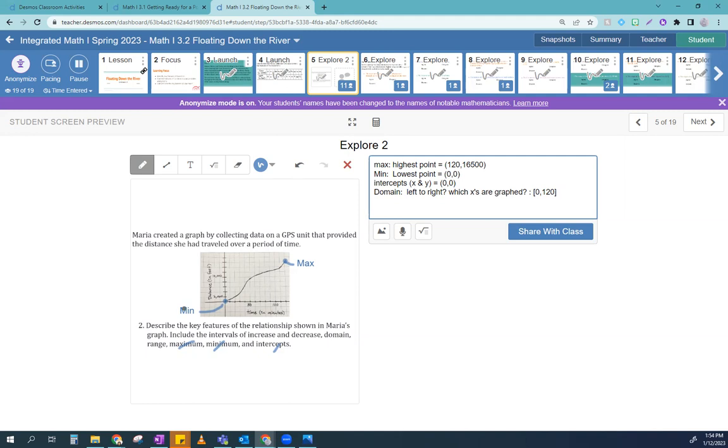Okay, really quickly before we leave, range is the same thing. We look from bottom to top and we say, hey, which Y's are graphed? So what's the lowest Y that we have? What's the lowest? Very good. 0. Very good. What's the highest Y that we have graphed? What was the max?